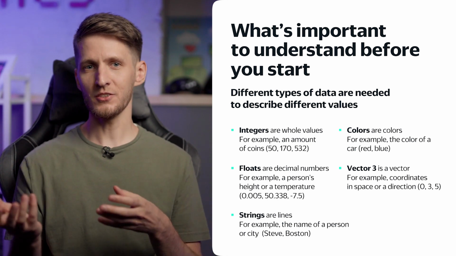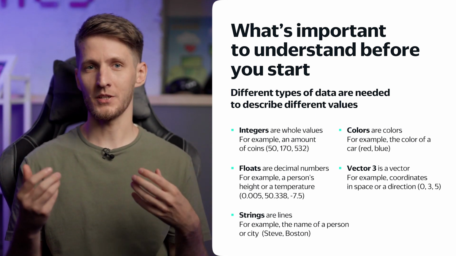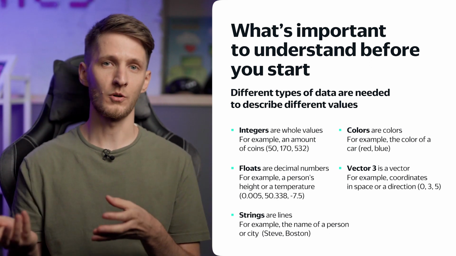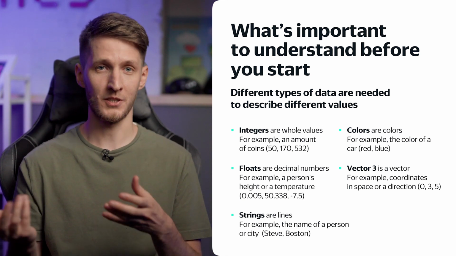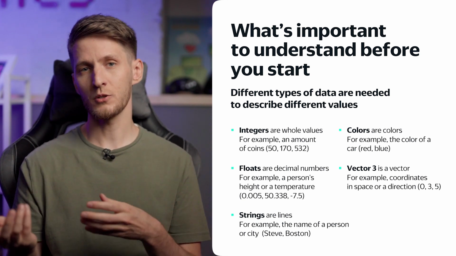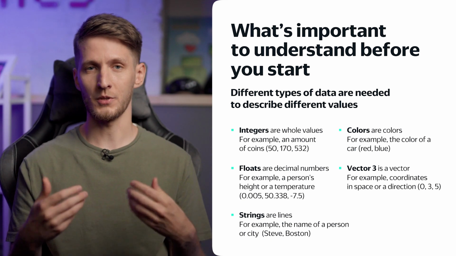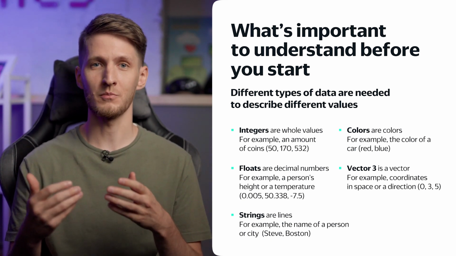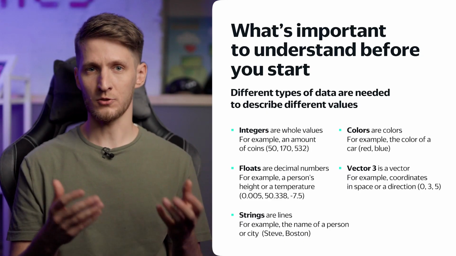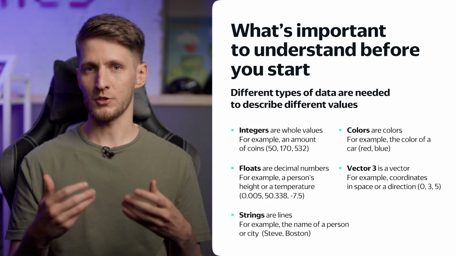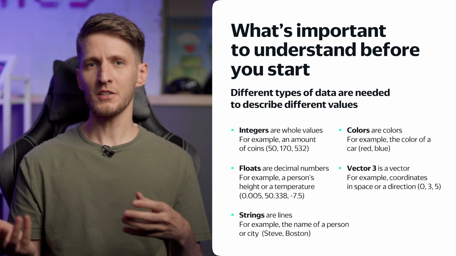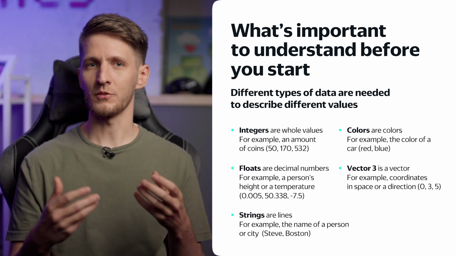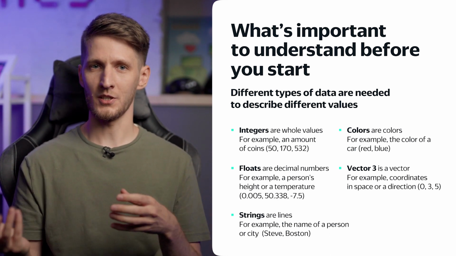Different data types are needed to describe different values. For example, the number of coins is an integer: 50, 170 coins, but not 10.5 coins. It is convenient to represent a person's height as a float. For example, my height is 1.78 meters. Data is not just numbers. For example, the name of a city is a string. There are also more complex data types, such as color or Vector3. Vector3 is a parameter of 3 numbers, convenient for setting the position of an object in 3D space.